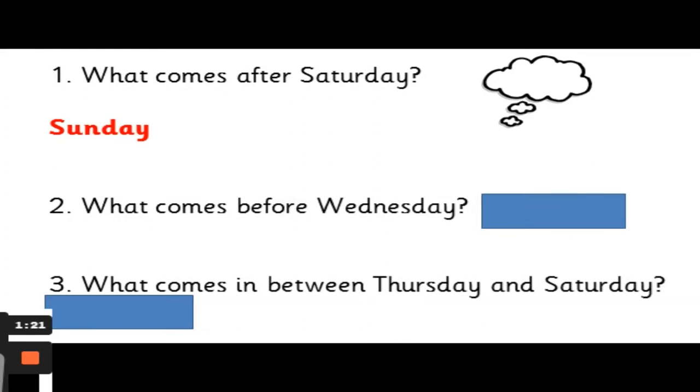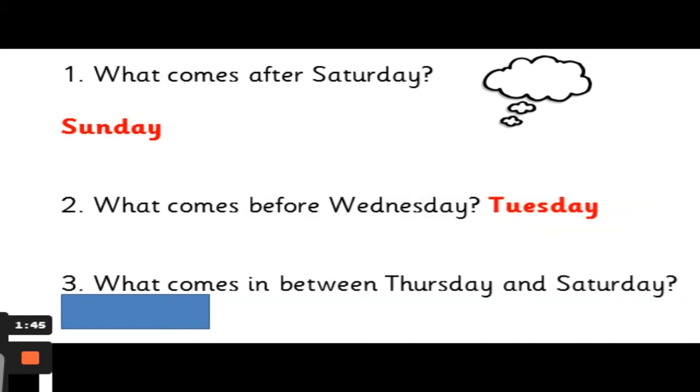Well done, the answer is Sunday. It goes Saturday and then Sunday. That's the weekend and they're my favourite days of the week. Maybe you agree too. The next question is, what day comes before Wednesday? So the key word here is before. We don't want the day that comes after Wednesday. You need to think of what day comes first before Wednesday.